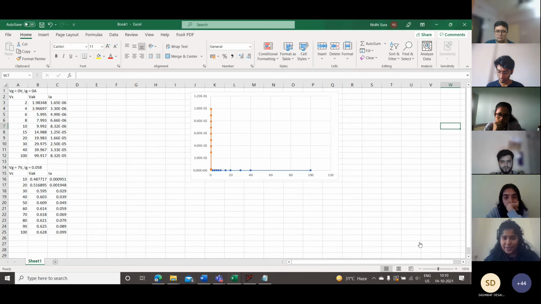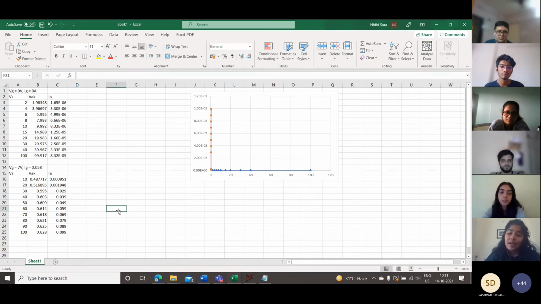anyone, any doubts? Maybe you cannot see the graphs looking similar or something. Just let me know. Any doubts, guys? No doubts. Okay, that's really nice to hear.